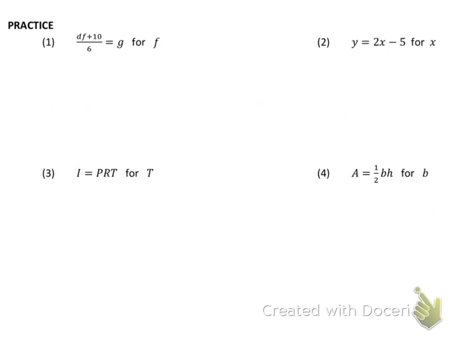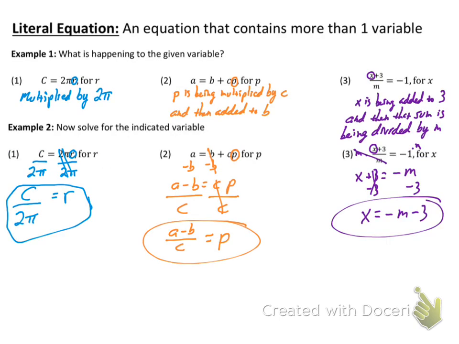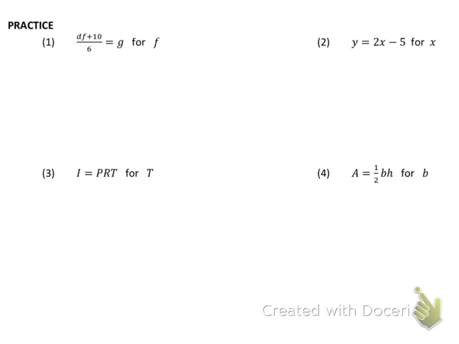So, got 4 for you to try right here. Go ahead and practice it. Reference the 3 that I worked out here. Ask yourself, what's happening to my variable that I'm trying to solve for, and how do I undo it? So practice these.